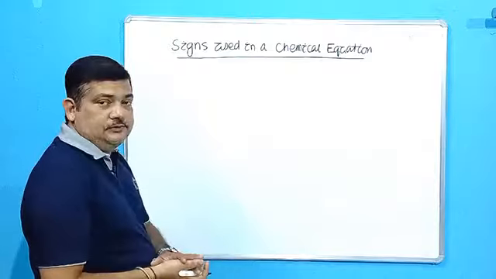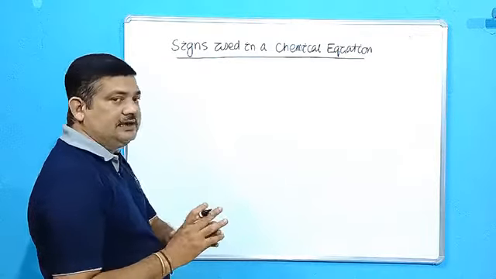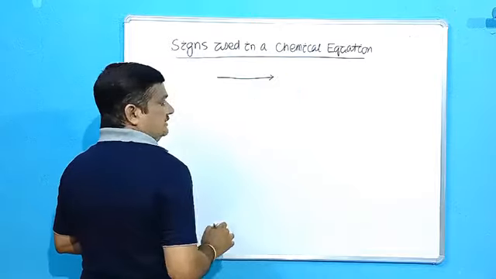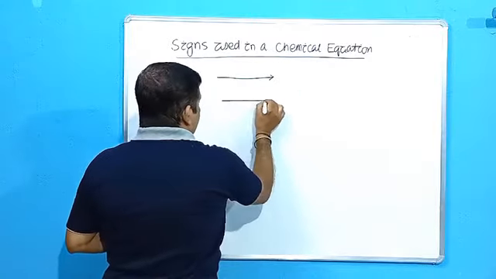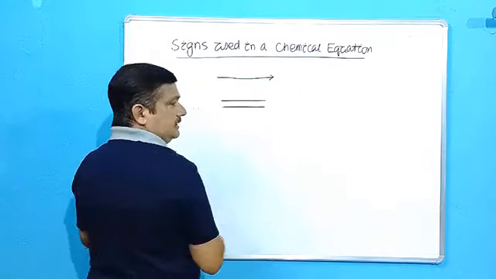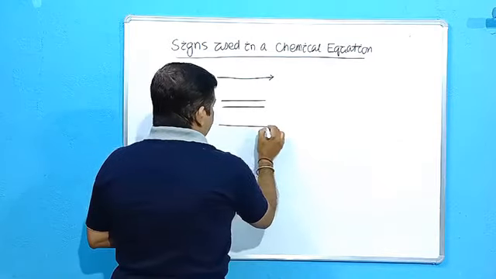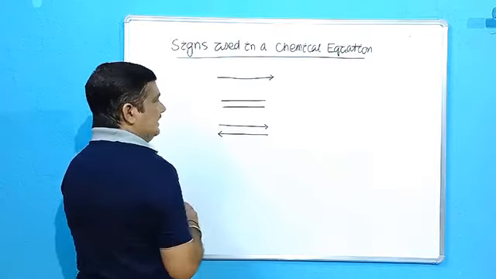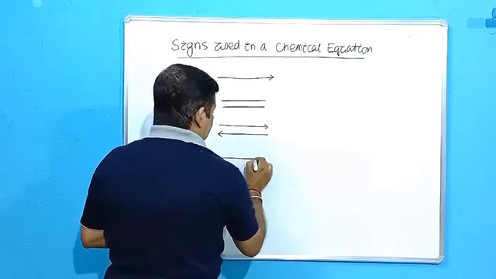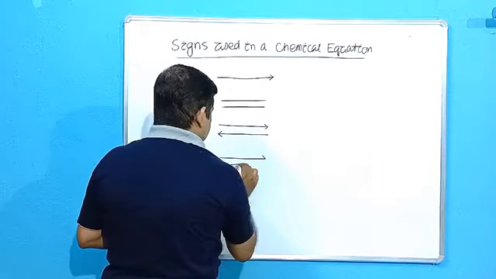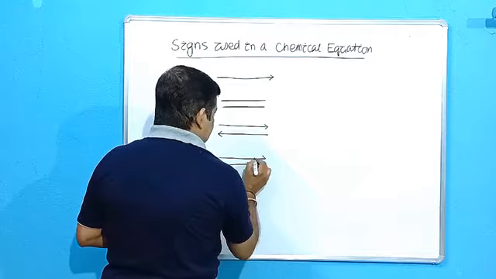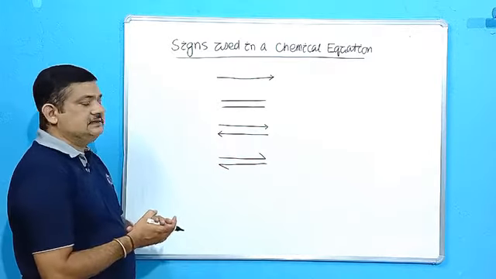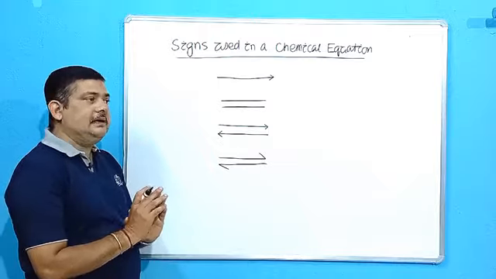So the arrow mark which is used in between the reactant and products can be of 4 types. So suppose the arrow is like this, then in between there can be equal mark, then we can use a representation like this, then we can use a representation like this. So they are clearly different from each other. Just look at them. So we can use 4 types of signs in between the reactant and products.